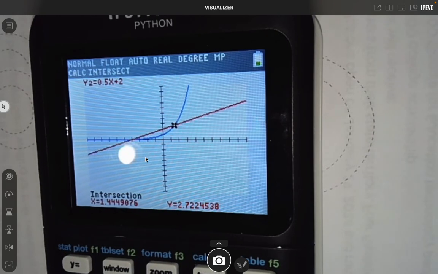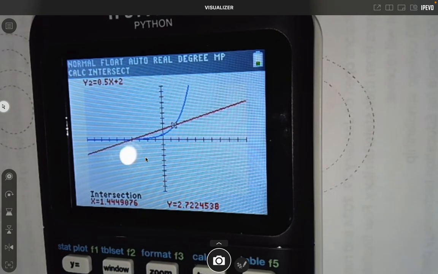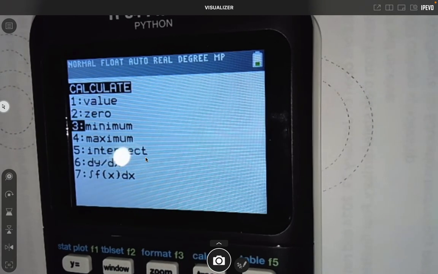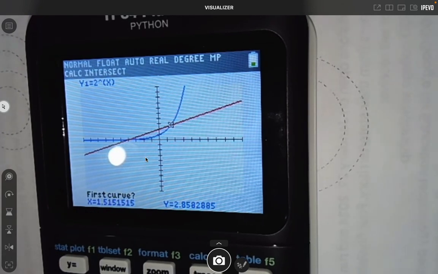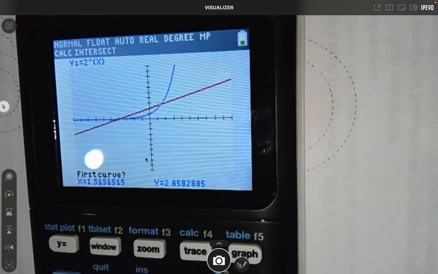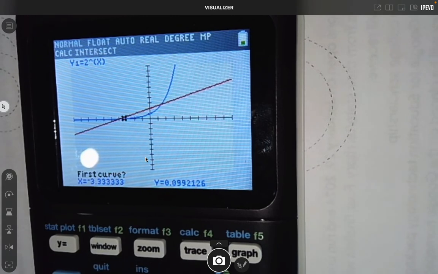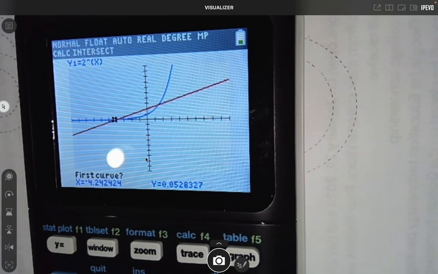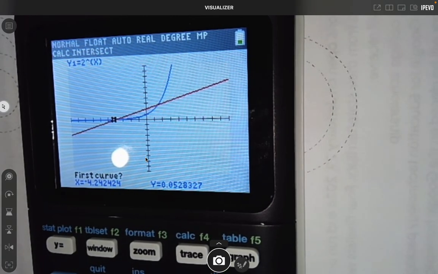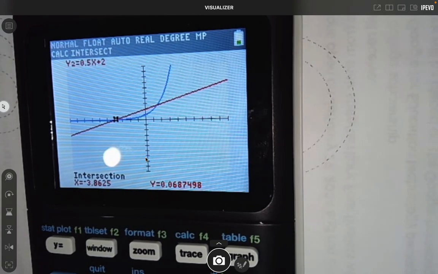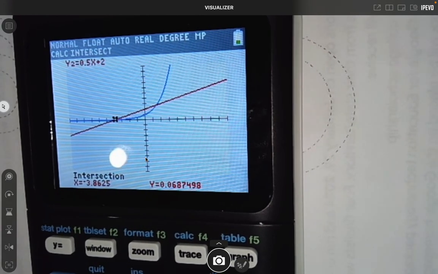Okay. Then now I need to find the other one. So let's do that again. Everybody see that? So if I press second trace and I go back down to intersect, before I press anything, I'm going to go to the left. See how I'm taking it over here? Because I want to tell it, let's go find this one. And I press enter, enter, enter. And what does it tell me this one is?